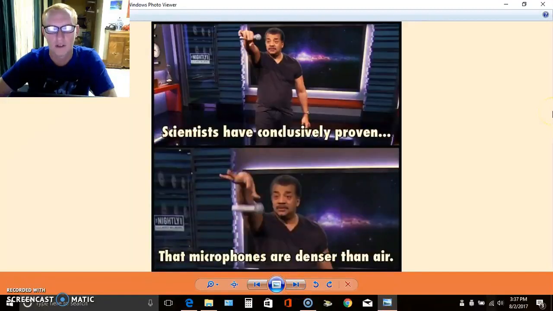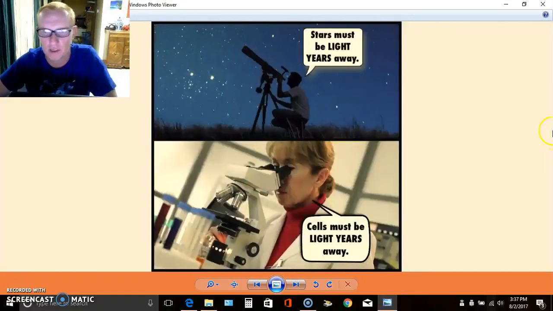Flat. Scientists have conclusively proven that microphones are denser than the air below them. You stupid fox. Stars must be light years away. Cells must be light years away. See the rationale? How dumb this is? This is completely fucking retarded, okay? Them saying this shit is dumber than even this. Saying it's the same as saying that this shit's light years away as well, when it's right there in the microscope.